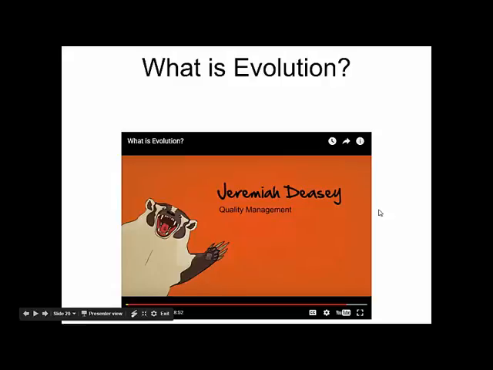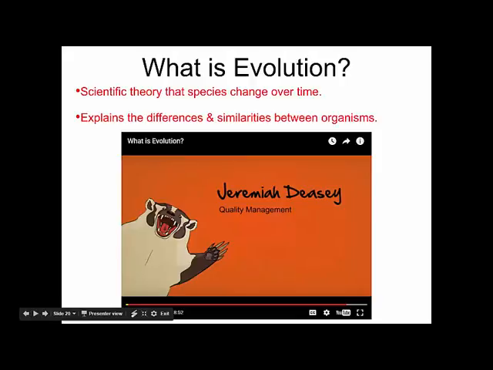So evolution, our definition we're going to use, it's a theory that species change over time. Scientific theory that's been shown by facts and observable data. And evolution can explain to us why there are so many similarities between different organisms, why many things are different from each other. Evolution can explain the diversity of living things that there are on Earth.